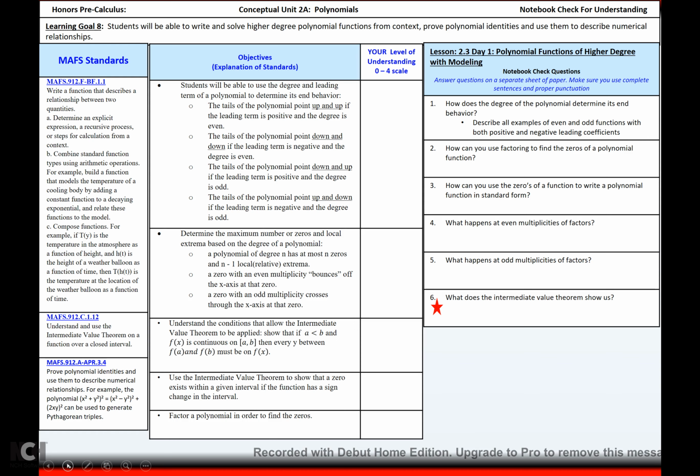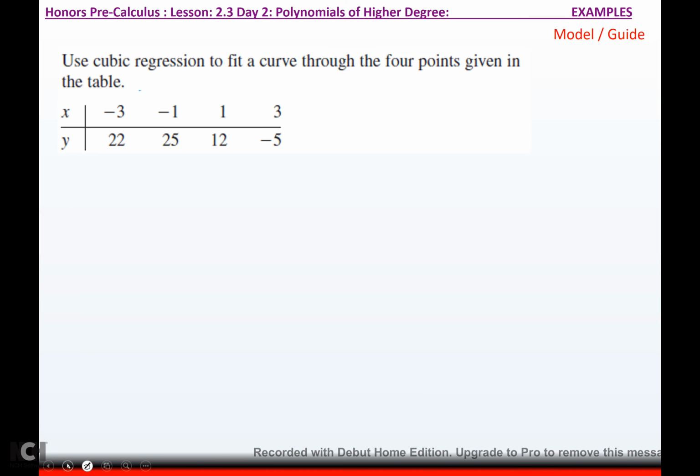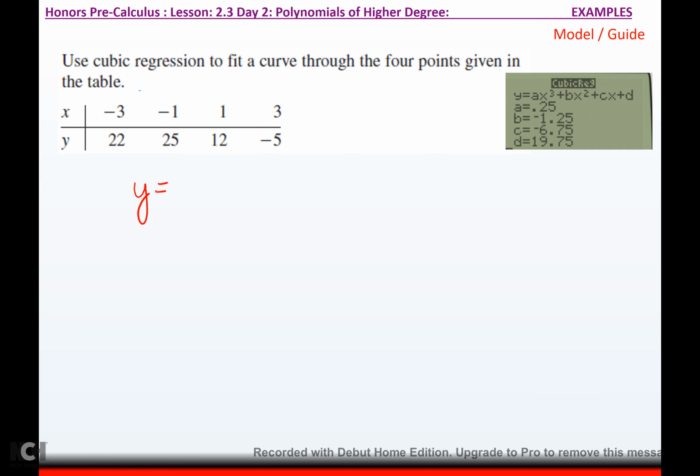Alright, so what does the intermediate, well, we already talked about that. Alright, finding a regression equation for a set of data. You know this. You type your x's in L1, your y's in L2, stack, calculate to get the regression that you're asked for, and then use the values to write the regression equation. Alright, so you're going to go to Stat, Edit, type in all your stuff, and you're going to choose Cubic Regression.